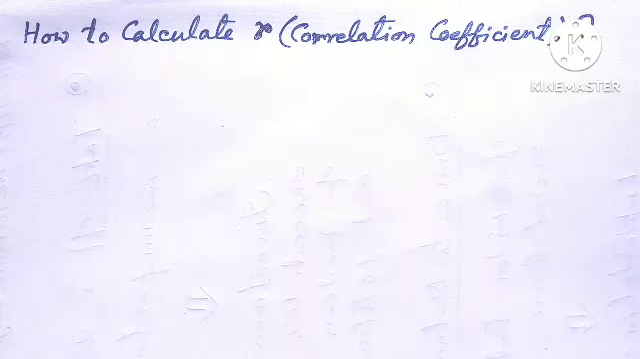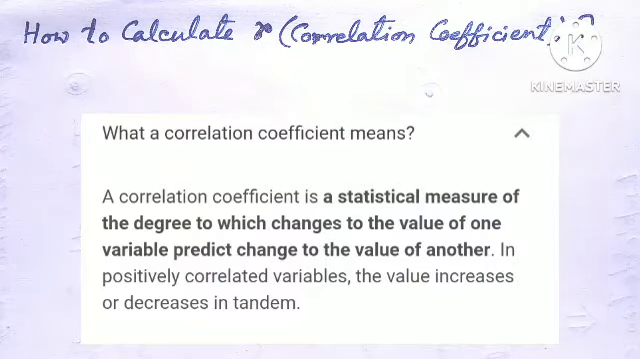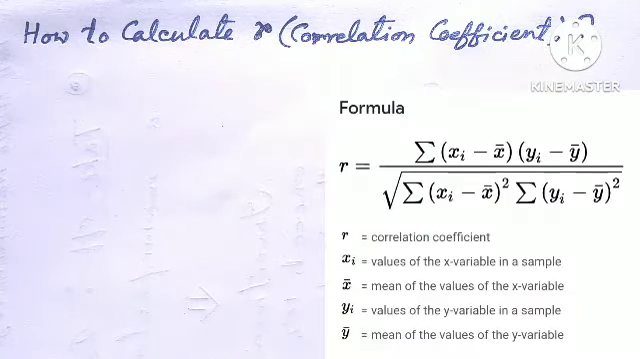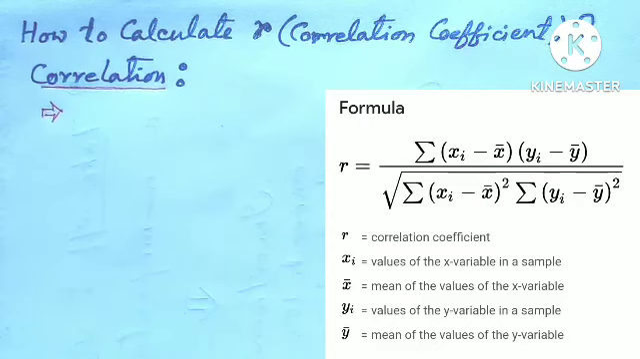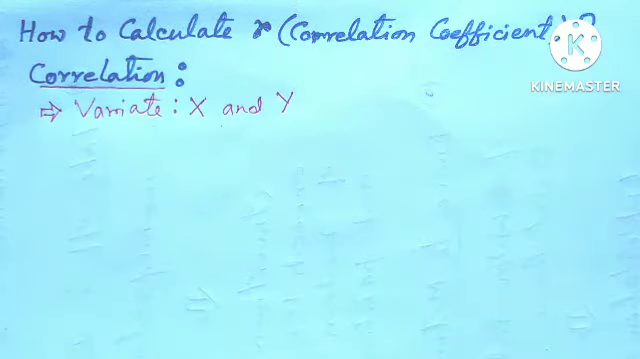Now we have to discuss how to calculate the correlation coefficient, which is denoted by small r. Before explaining the calculation process, we have to know the definition of the correlation coefficient, or what it actually is. Now we have to talk about correlation. Suppose we are given two variates, one is x, another one is y.